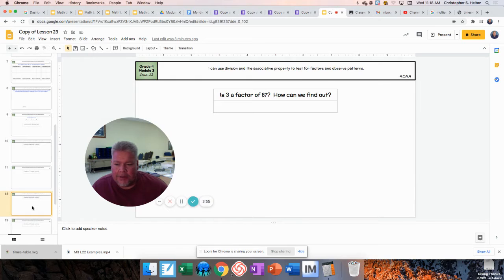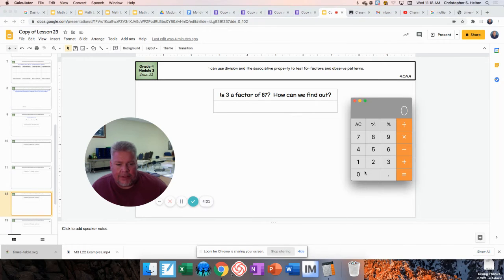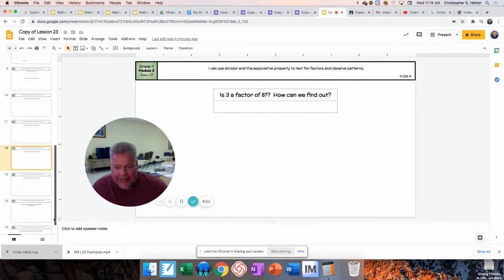All right, moving on. Is 3 a factor of 87? All right, how can we find out? Well, we can just divide 87 divided by 3. Oh, we got it again. Yes, it is, because 87 divided by 3 is 29 with no remainder. So 3 times 29 is 87. So we can divide and find out. You're getting the idea here.